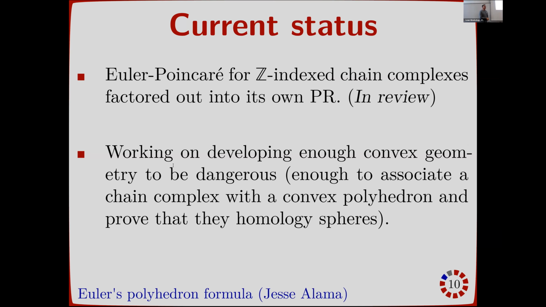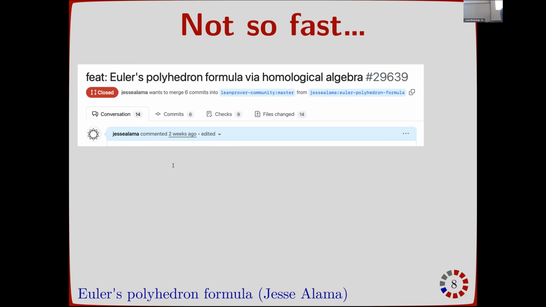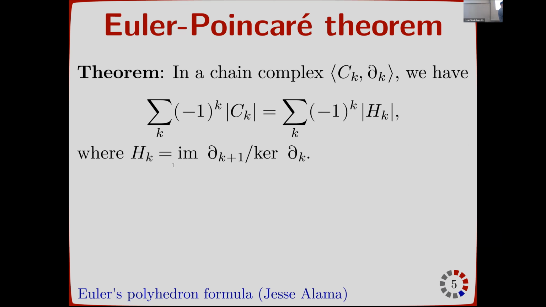So just to wrap up, the current status is ultimately to try to get to a proof of Euler's polyhedron formula in MathLib, but I now realize that there will probably be a few stages along the way. The current status is I do have a PR in review that gets this Euler-Poincaré formula, let me back up here, that gets this into MathLib. It is not closed.